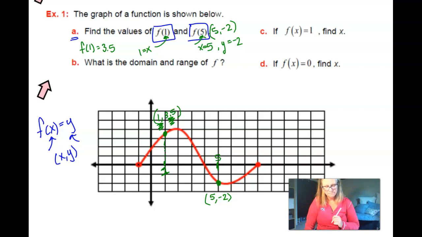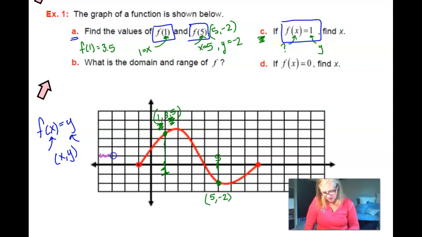All right. We're going to jump over and do question C next. In this case, the x value is unknown, and now we know the y value. So again, in your notes, write this down: f of x is equal to 1. We know that y is equal to 1, so I'm going to go to my graph.